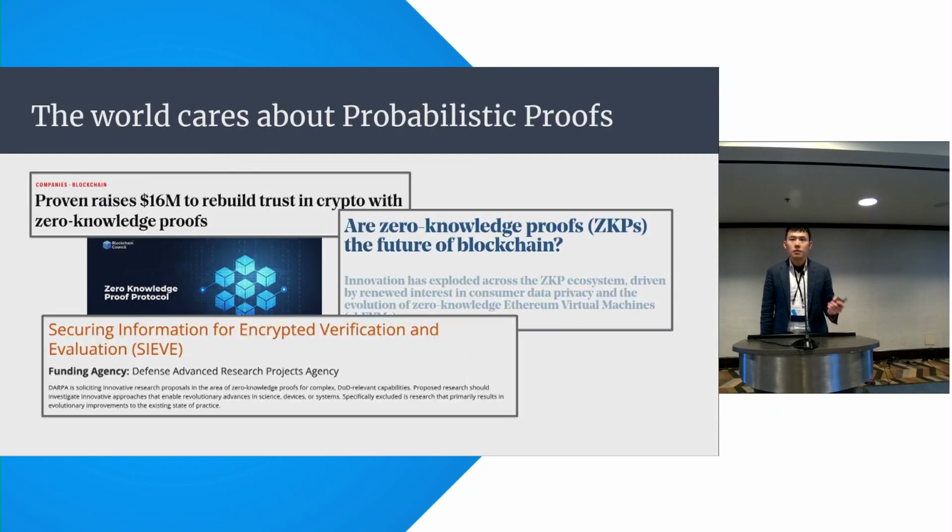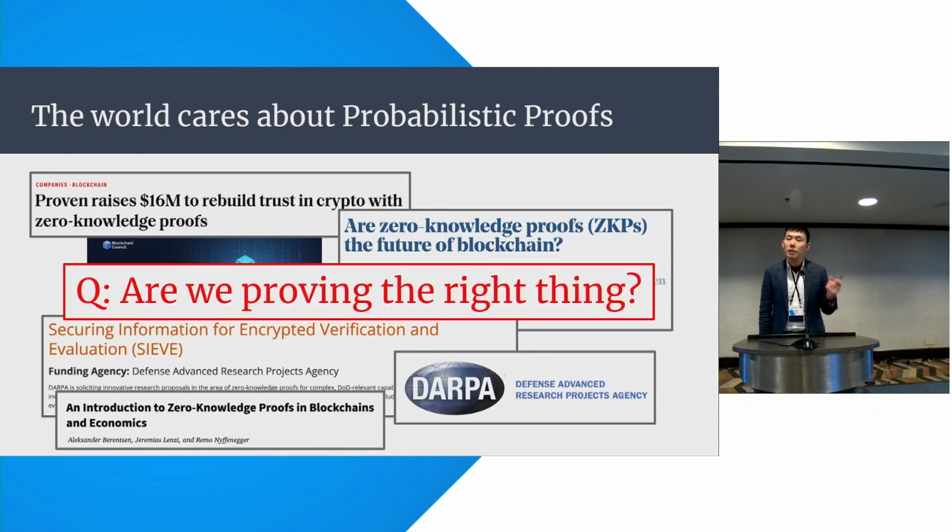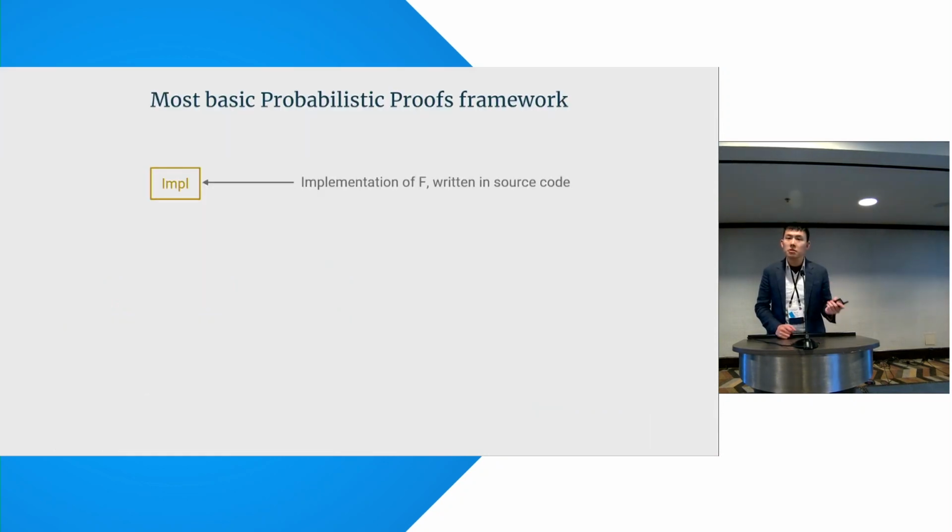Now, probabilistic proofs are becoming more and more popular. They're now the centerpiece of the billion-dollar crypto sector, and they're a target of countless research projects. However, despite the hype, we need to first ask ourselves an important question. Are we actually proving the right thing? To demonstrate what I mean by this, let's start with the most basic probabilistic proof framework.